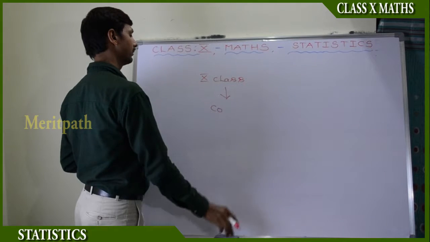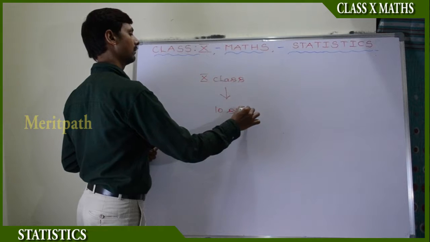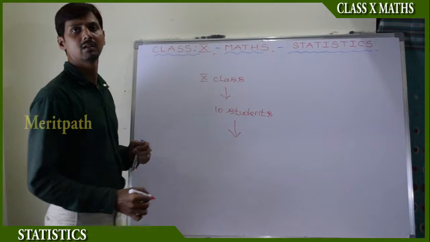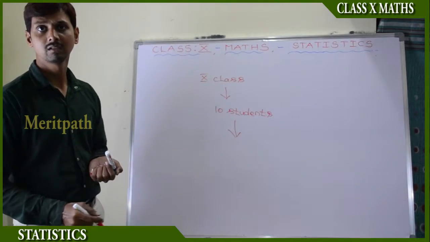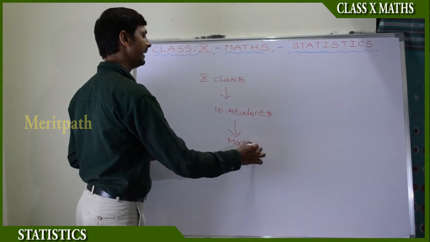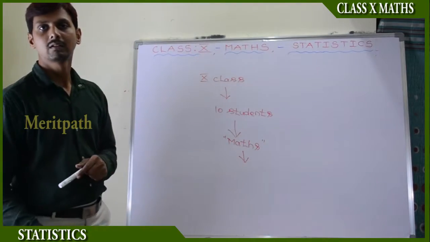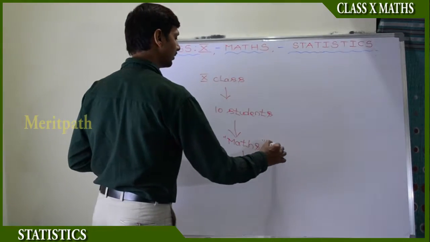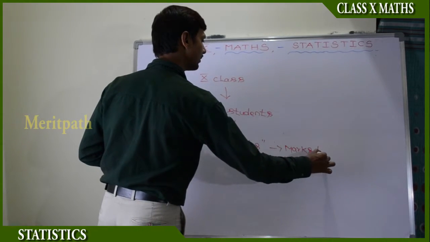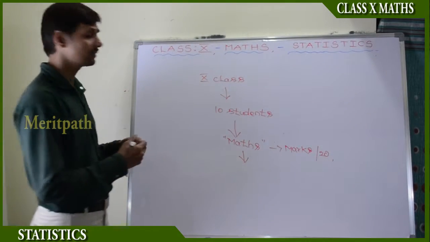There are 10 students. These 10 students have written one of the examinations, the maths examination, out of 20 marks, and they got these marks.